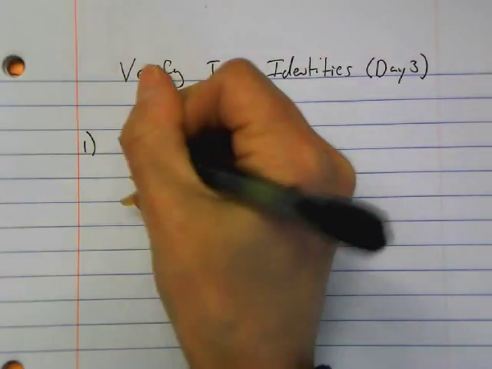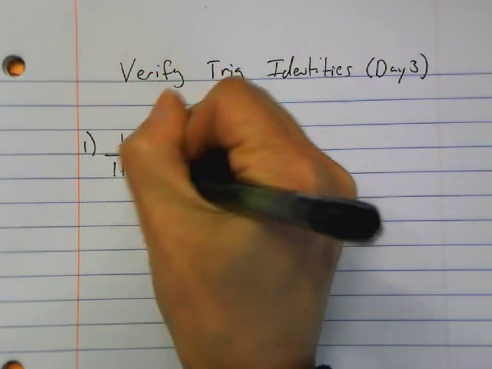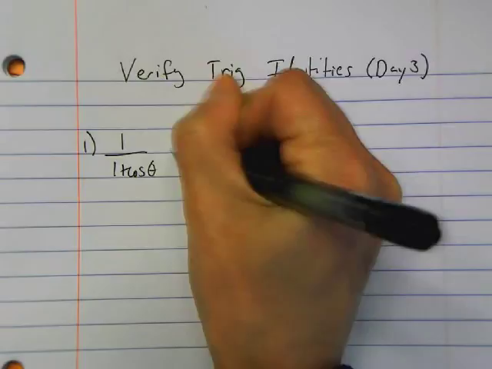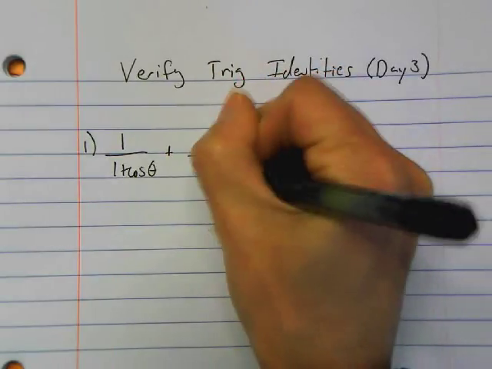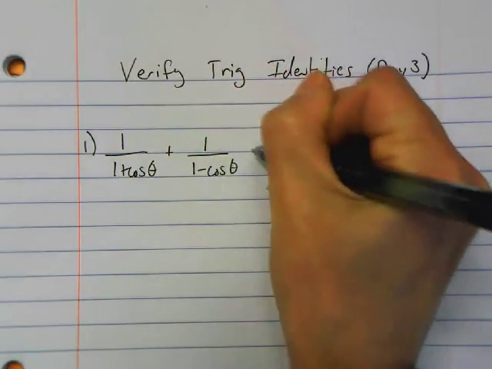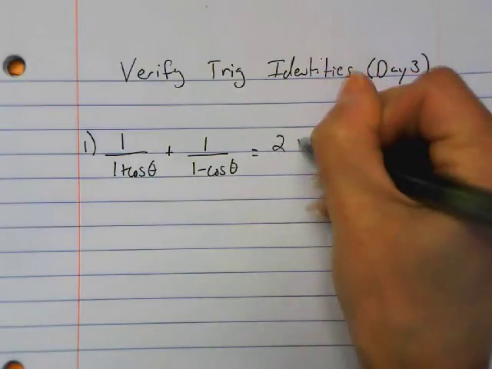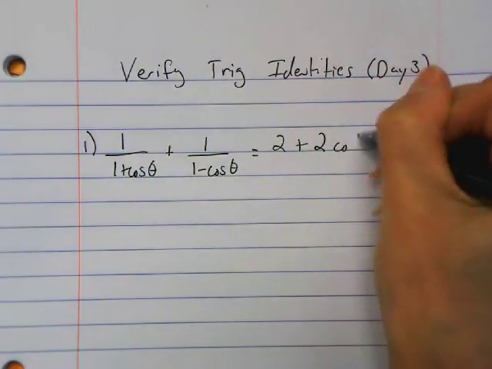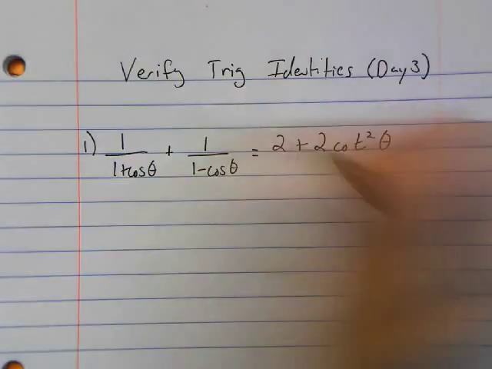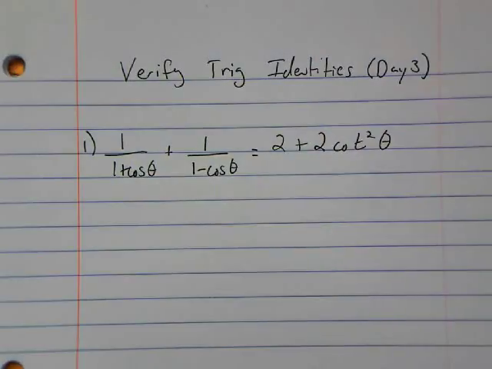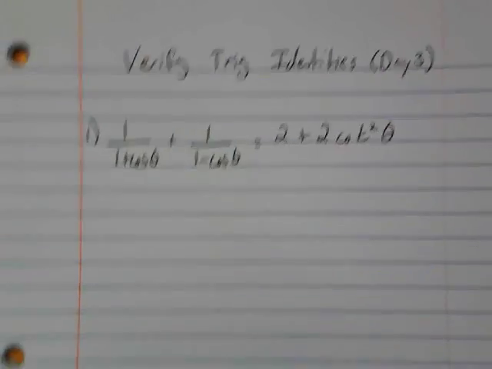Alright, and the problem I'm going to work is 1 over 1 plus the cosine of theta plus 1 over 1 minus the cosine of theta. I'm trying to prove that that's equal to 2 plus 2 cotangent squared theta. Alright, so here we go.